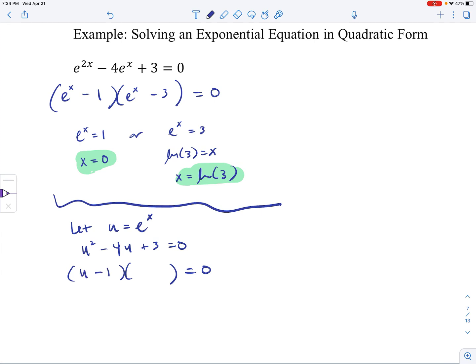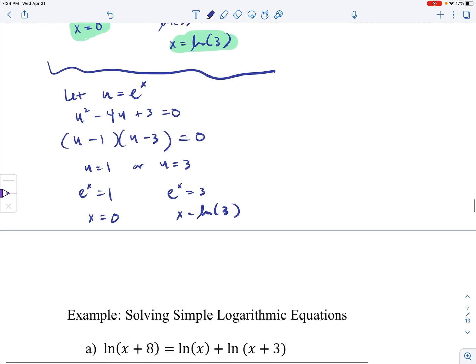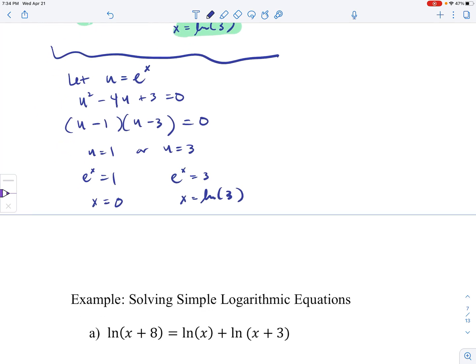So that factors to be u minus 1 times u minus 3. So you would get u equals 1 or u equals 3. But then you have to substitute e to the x back in, which then we end up with the same 2 solutions. So either thought process works; using a u substitution can sometimes just be helpful visually.